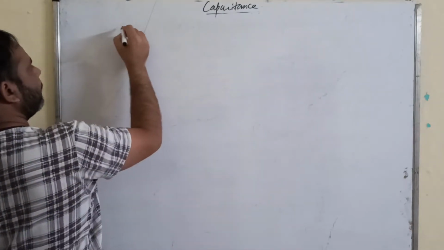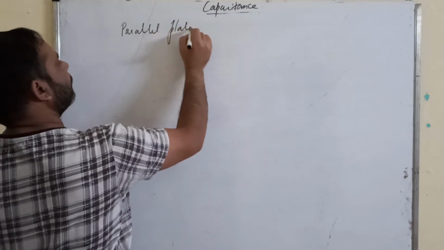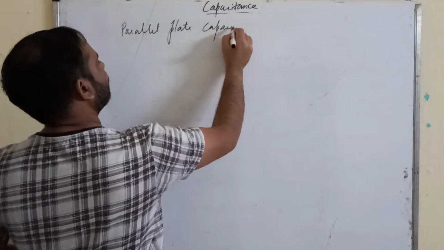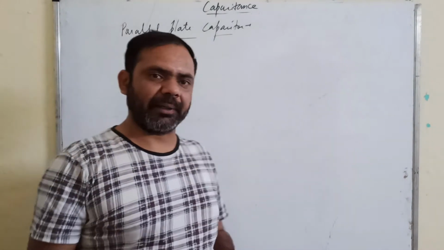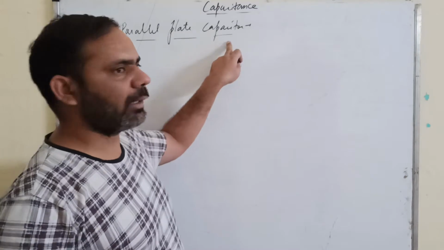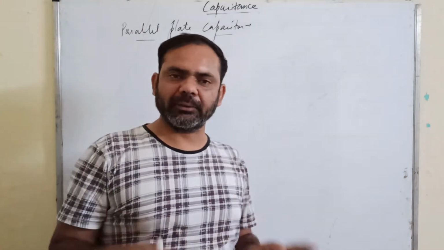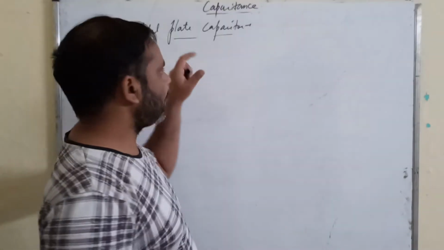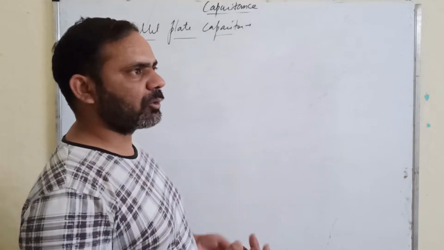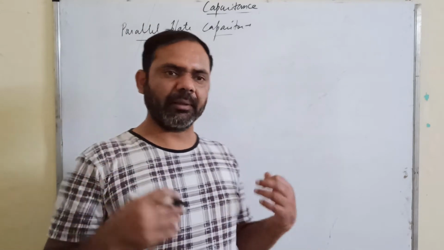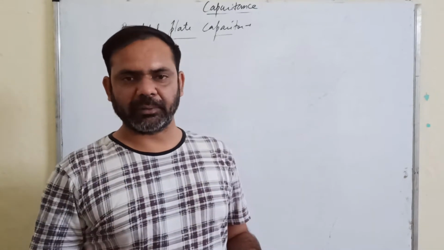Now the next topic is an important topic: the parallel plate capacitor. Simply, a capacitor is any device that can store charge. Any device that can store charge is called a capacitor. We have different types of capacitors, like the spherical capacitor, cylindrical capacitor and parallel plate capacitor, depending on the shape of the plates of the capacitor.